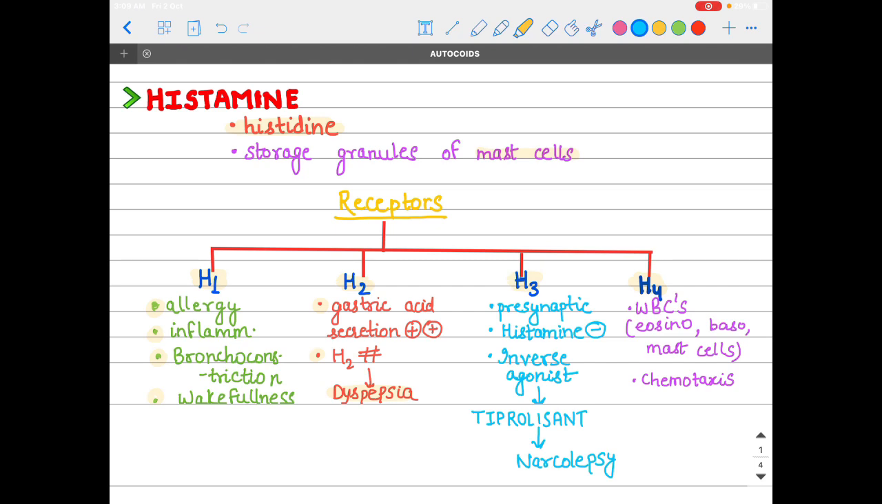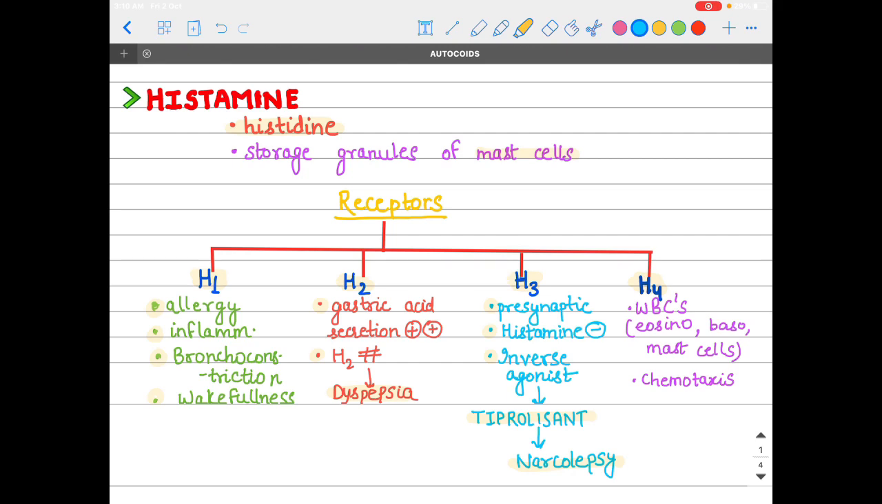Now the H3 receptor is presynaptic. It inhibits the release of histamine. The inverse agonist of H3, for example pitolisant, is helpful in narcolepsy. Friends, narcolepsy is the extreme tendency to fall asleep whenever in relaxing surroundings.